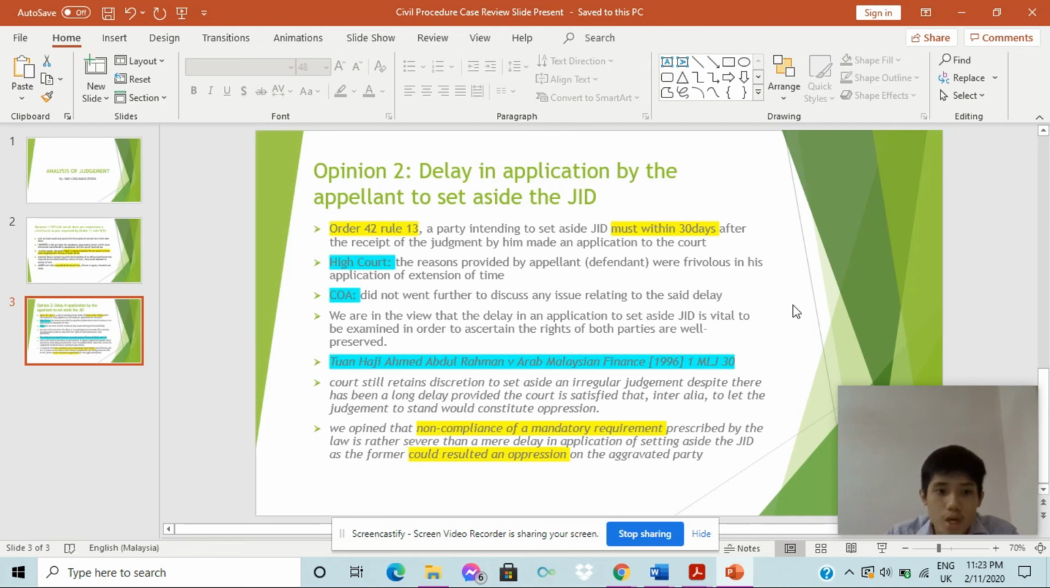In regard to this issue, we opine that non-compliance with a mandatory requirement prescribed by law is more severe than a mere delay in an application to set aside the judgment in default, as the former could result in oppression on the aggrieved party. It means that between the weight of non-compliance and a mere delay in application, we agree with the Court of Appeal, that non-compliance with a mandatory requirement would likely cause the judgment in default so obtained to be irregular, because a judgment in default per se could not stand unless the service of the writ was regular. Overall, we agree with the decision of the Court of Appeal in setting aside the judgment in default, as there was no proof of service of the writ. Hence, the judgment in default obtained by the respondent was irregular. With that, we end our presentation, and thank you.